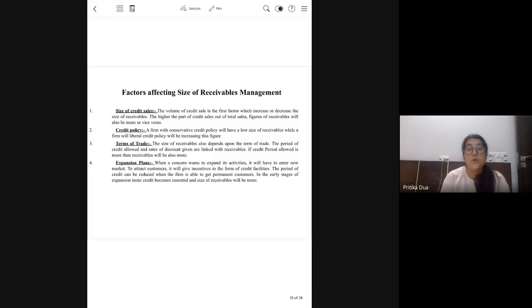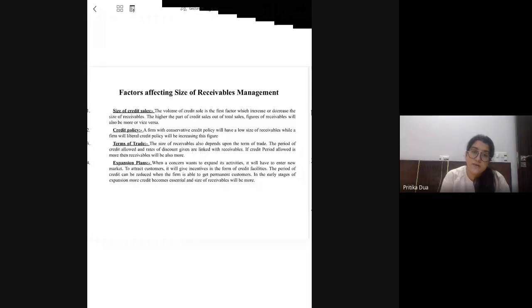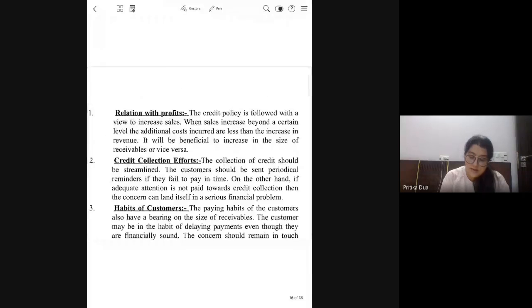Next is expansion plan. Now if a business wants to expand, then it will need more customers, and for that you will have to increase the credit sales, offer more liberal credit terms to your customers, and hence the size of receivables will also increase. Then relation with profits. अगर फर्म को profits increase करने हैं, then it will have to increase the size of receivables also.